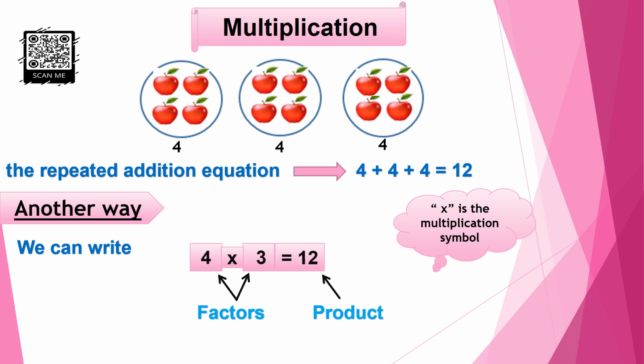These numbers that I multiply together are called factors. And the result here is called product. Do you remember in addition we called the numbers we added together addends, and the result is called sum? Here in multiplication we call them factors, and the result is called product. Okay, so say with me, factor, product, factor, product.